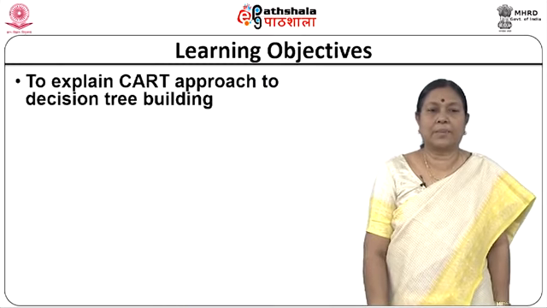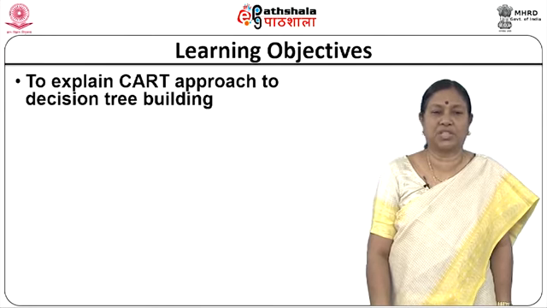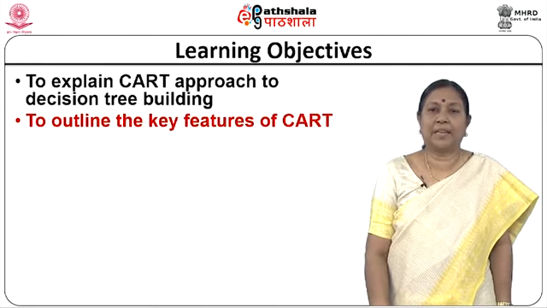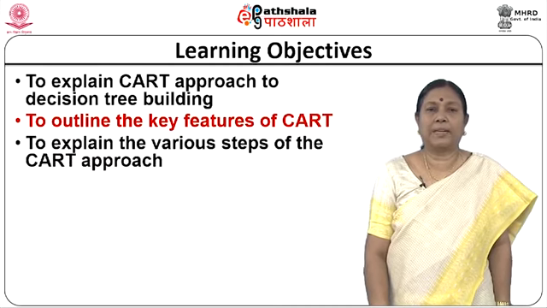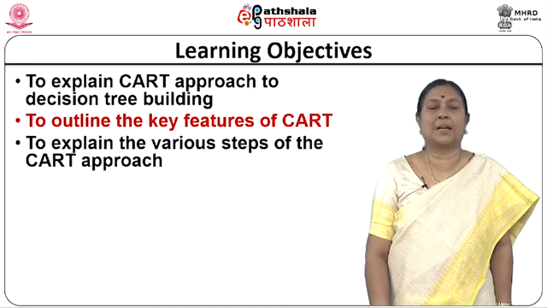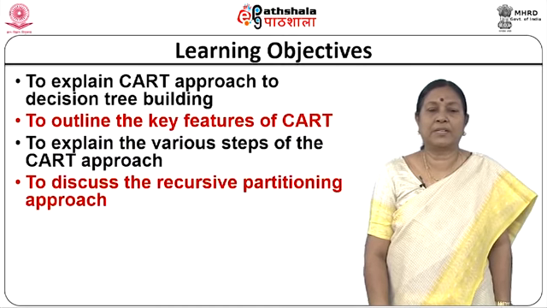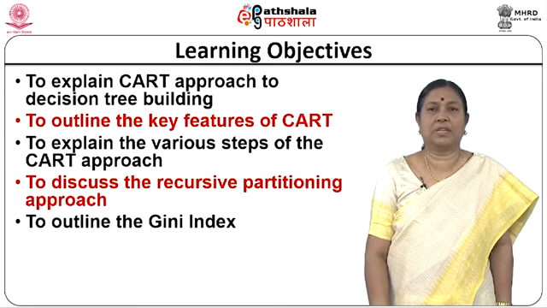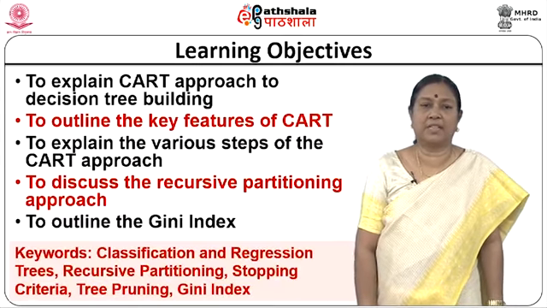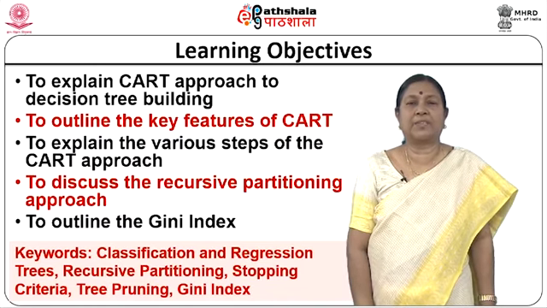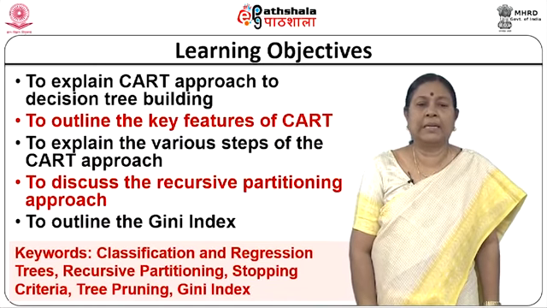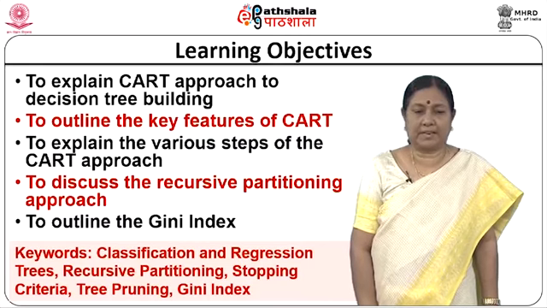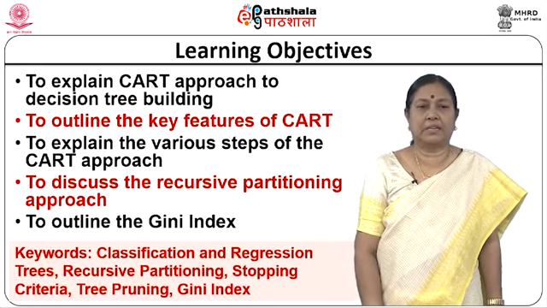The first is to explain the CART. Now, CART is the classification and regression trees approach to decision tree building, to outline the key features of CART, to explain the various steps in this particular CART approach. We will discuss what is CART in detail later on, and to discuss a recursive partitioning approach and to outline the Gini index. So, these are the basic concepts that we will be covering in this module, and the keywords are classification and regression tree, that is the CART, recursive partitioning, stopping criteria, tree pruning and the Gini index.